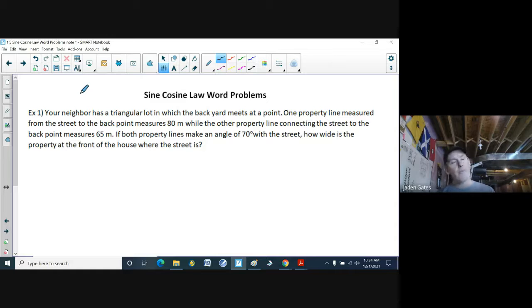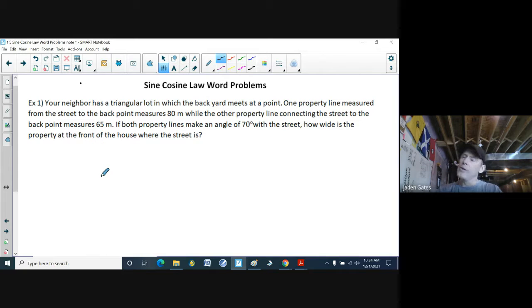Okay. As I've mentioned before, with word problems, I always read it once. And then the second time, I try to draw my diagram. The third time I read it, I want to make sure my diagram's all right. So the first thing here is we've got a triangular lot in which the backyard meets at a point. All right, so we're looking at something like this. No, that's terrible. Let's draw a good picture here. Oh, it's a little better. So here's our triangular property.